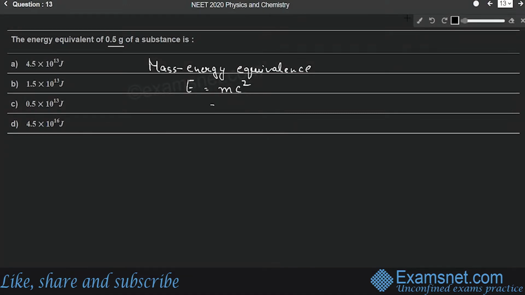Okay, so mass is given as 0.5. So 0.5 into 10 to the power minus 3, because this is given in gram and we will write in kg. So 0.5 into 10 to the power minus 3 kg into speed of light in vacuum, 3 into 10 to the power 8 meter per second, square of this. Now on solving this, we'll get 4.5 into 10 to the power 13, and the unit for energy will be joule. Okay, so out of the given options, option A will be the most suitable answer.